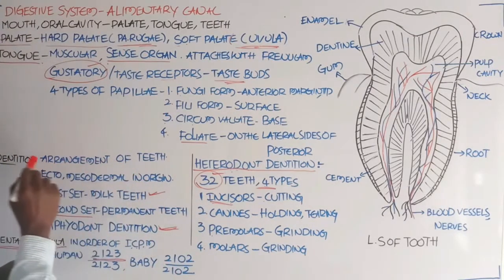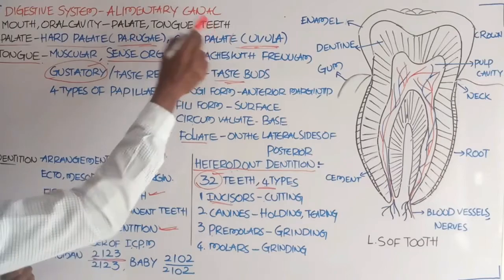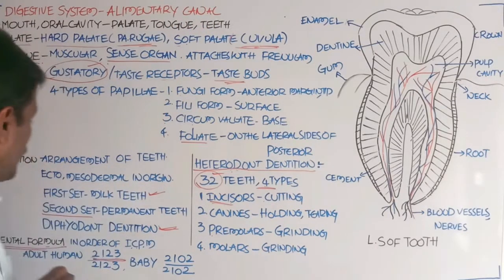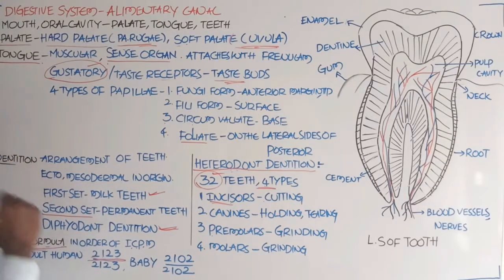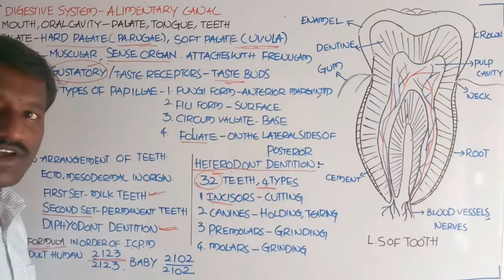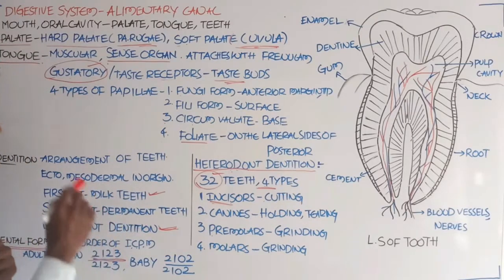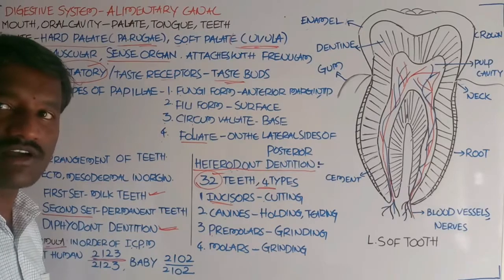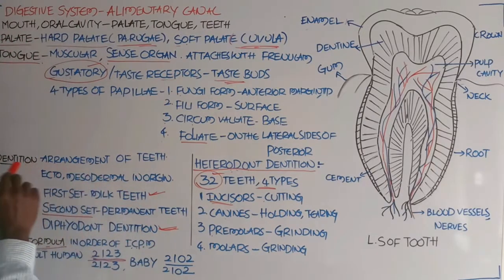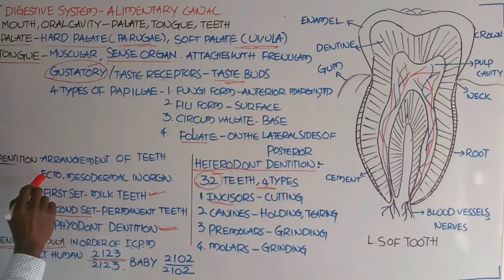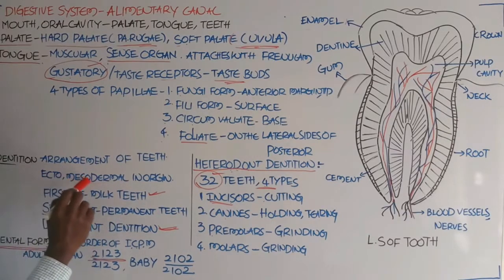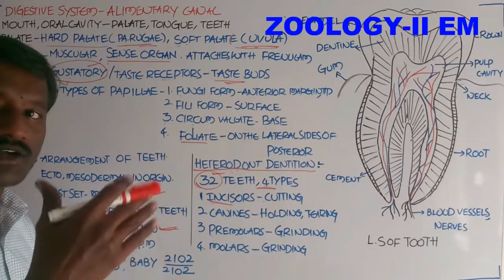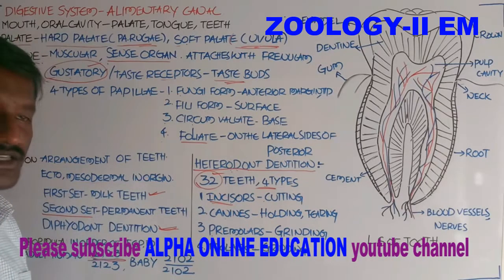And another, what about the teeth? Teeth are also present in the oral cavity. First, what about dentition? Dentition means the arrangement of the teeth in the oral cavity. Okay, students, teeth are ecto and mesodermal in origin. They originate from the ectoderm and mesoderm in the embryonic stage.